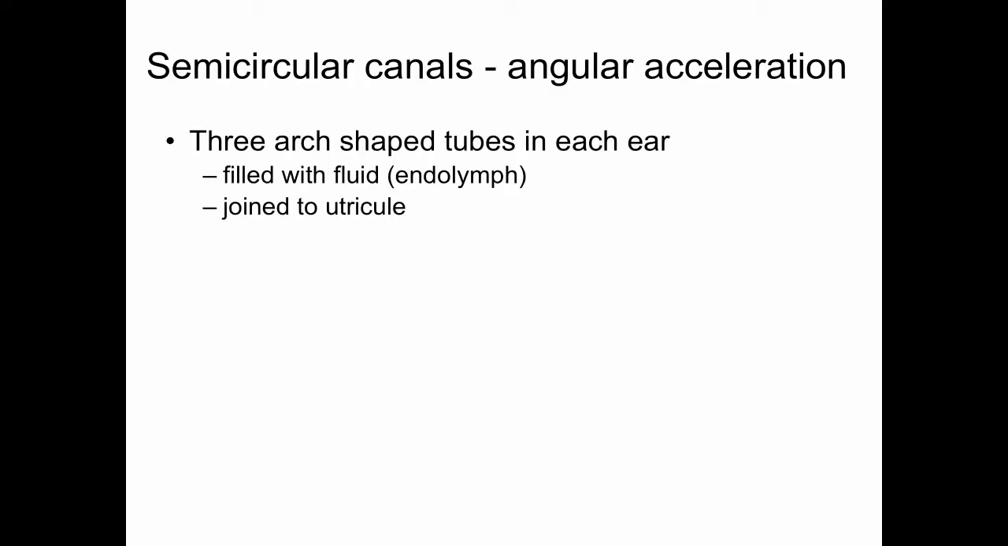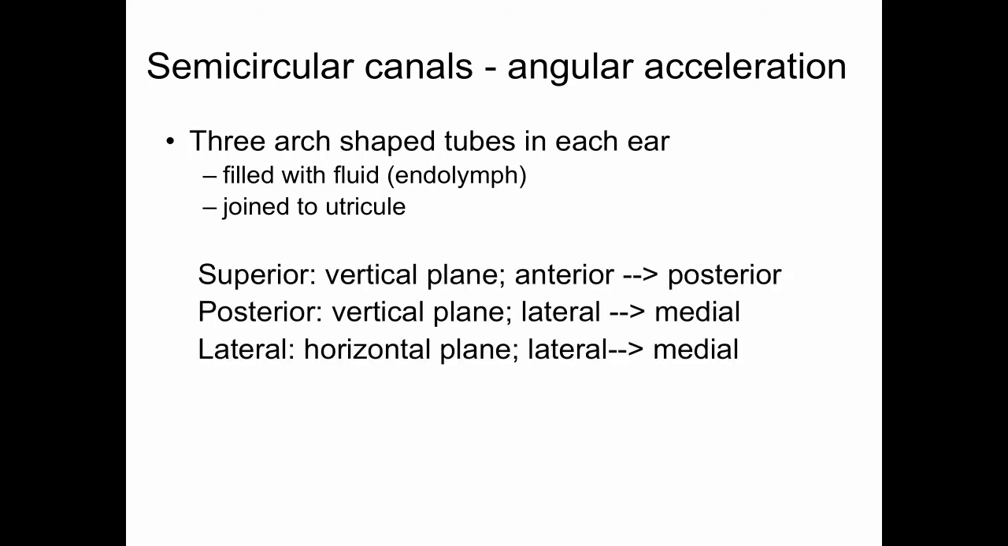The semicircular canals detect angular acceleration, and these are 3 arch-shaped tubes in each ear. They're fluid-filled spaces. They're filled with endolymph, and they're joined to the utricle. The superior semicircular canal is in the vertical plane, and it detects anterior to posterior movement of the head.